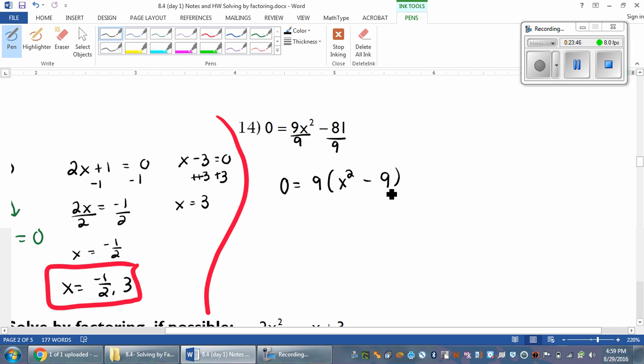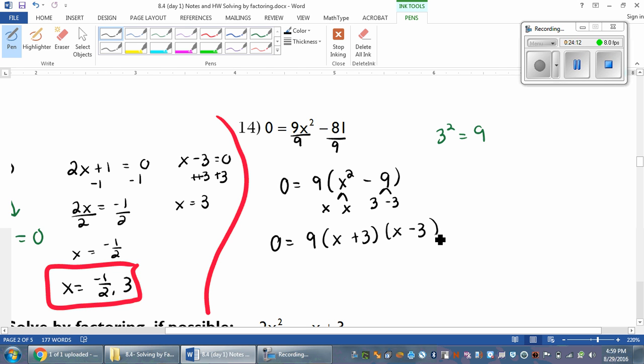Always check to see if you can factor your leftovers. Hopefully you recognize that 3 squared is equal to 9, so this is a difference of 2 perfect squares. So drop down the 0 equals, drop down the 9. Factors of x squared is x and x. Factors of negative 9, well, since it's a perfect square, I'm going to go 3 and negative 3. All right, so my factors are going to be x plus 3 and x minus 3.